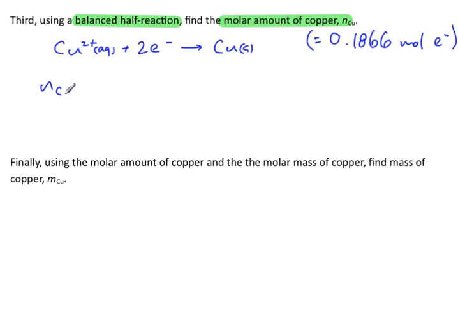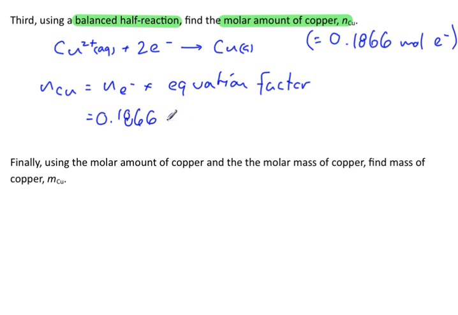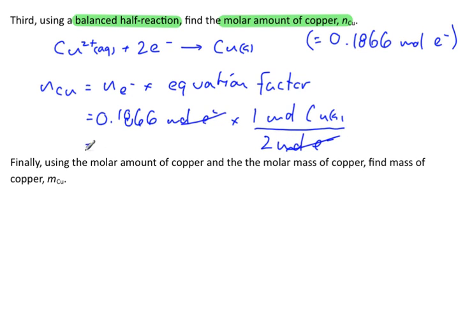So the number of moles of copper solid equals the number of moles of electrons times, we've done this in grade 11, an equation factor. And so the factor in this case is 0.1866 moles of electrons times 1 mole of copper divided by 2 moles of electrons. Electrons divide out, and I'm left with how many moles of copper?